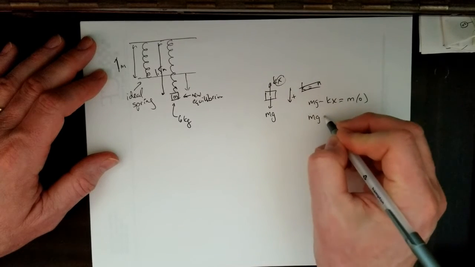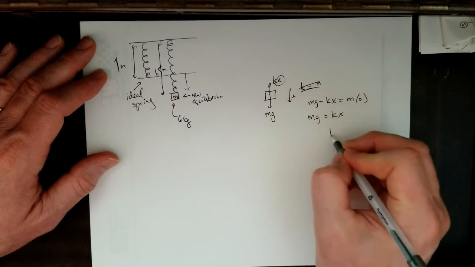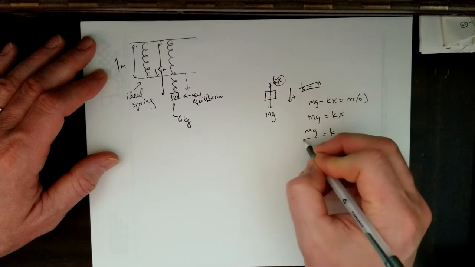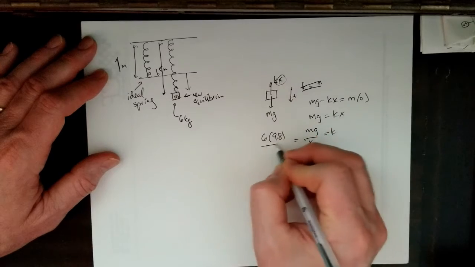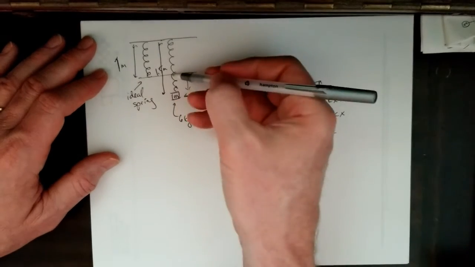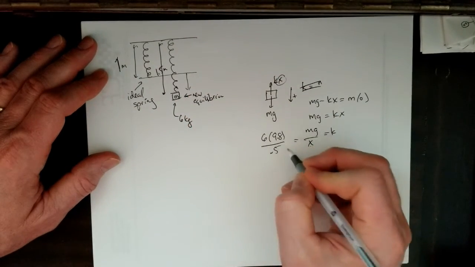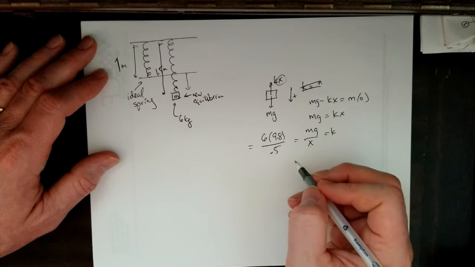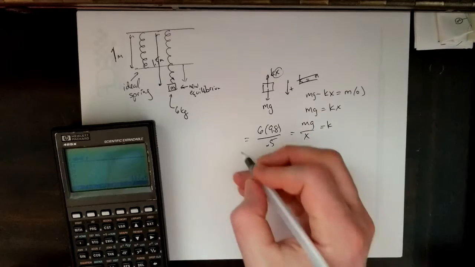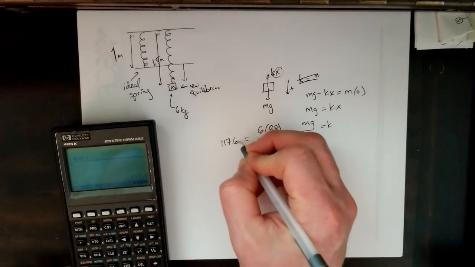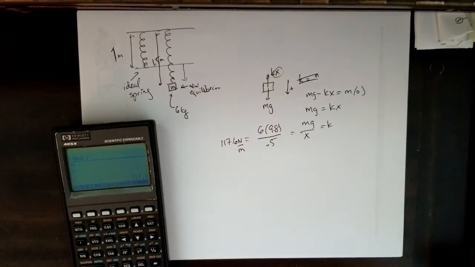So mg equals kx. K is equal to mg over x, which is 6 times 9.8, divided by how far it's been pulled from equilibrium, which is 0.5 meters. And then if you work through that, you end up with 117.6 newtons per meter.